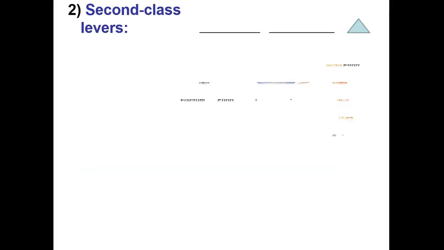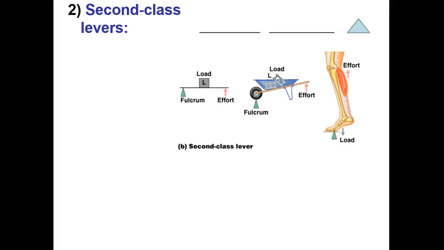Let's look at a second class lever system. With a second class lever system, the fulcrum is on the end and the load is in the middle this time. So if you think about a wheelbarrow, you're going to pick up on the handles, so you're going to be the force or the effort. The load's going to be in the middle and the fulcrum's going to be on the end.